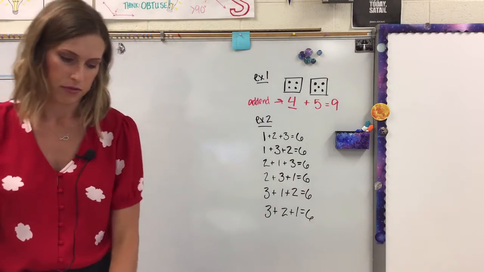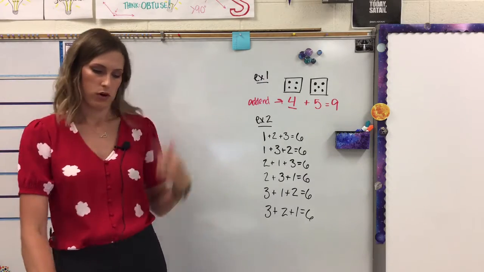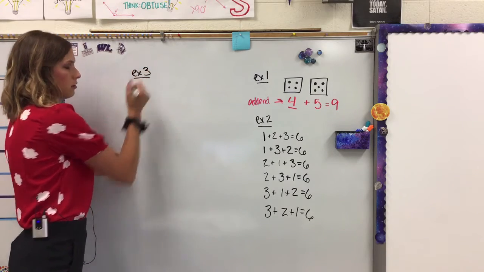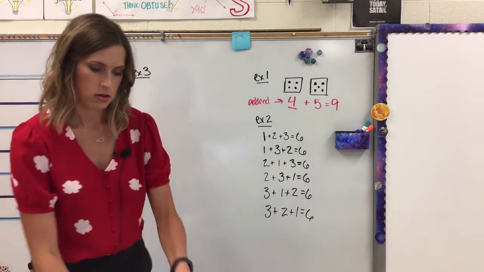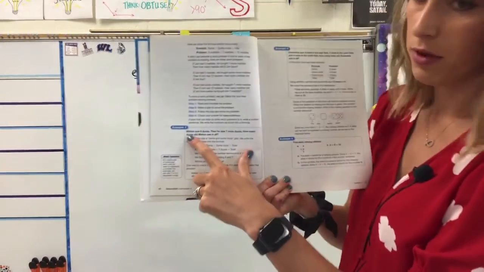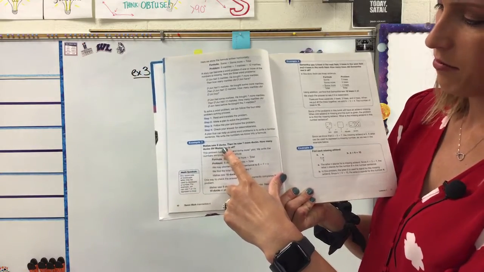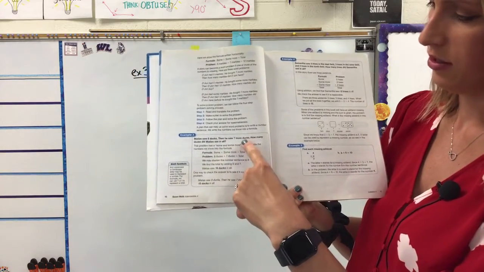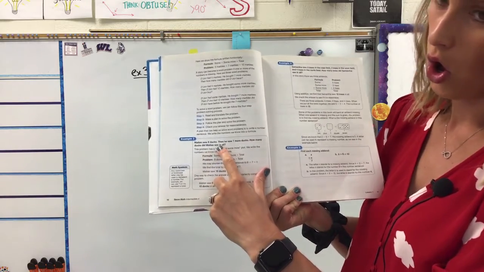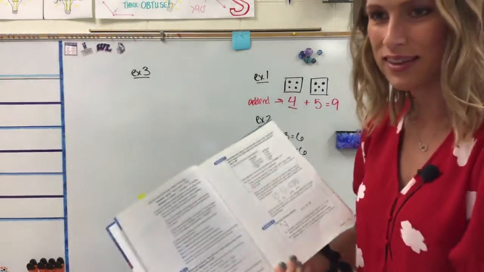Let's move on to example 3. In example 3, we've got a word problem. Try to hold my book up so that you can see it with me. Okay? Example 3, word problem, starting right here. Matthias saw 8 ducks. Then he saw 7 more ducks. How many ducks did Matthias see in all? Keywords there are in all. So we're trying to find the total.